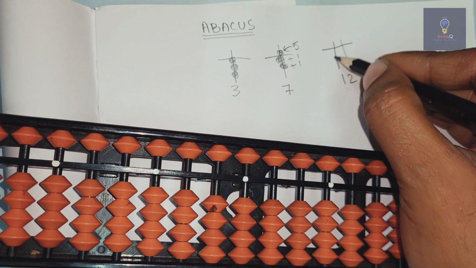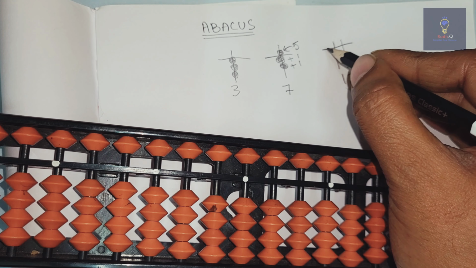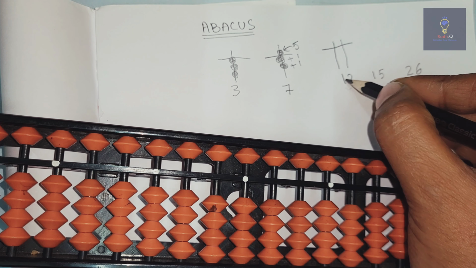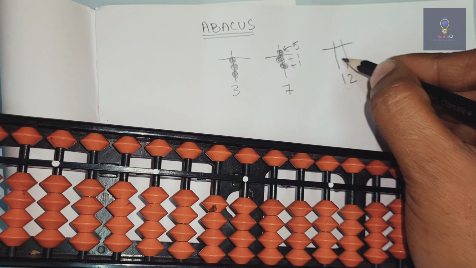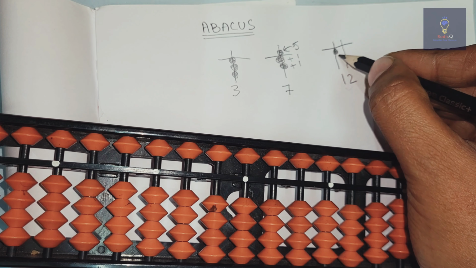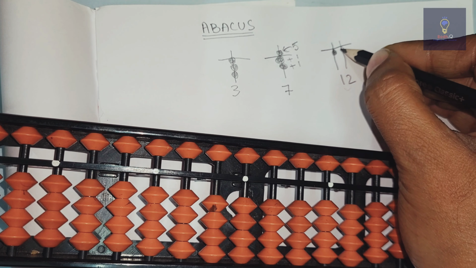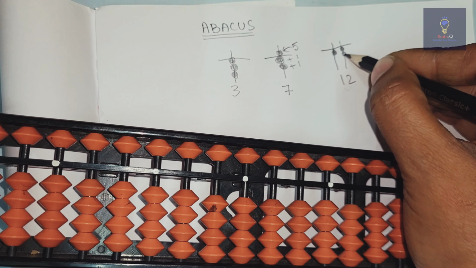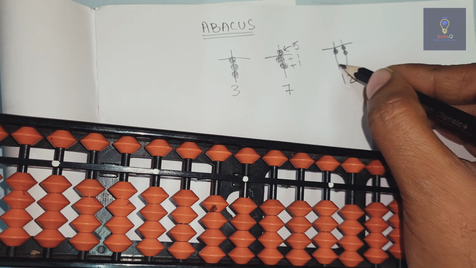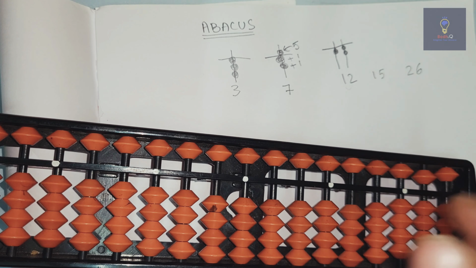Now in the Abacus we will always read from left to right, unlike our traditional way. So we need to put 1 in the first rod itself. This is my 1 in the tens position, and now we need to have 2 beads in the ones position. So the Abacus will read 1 and 2, that means 12.